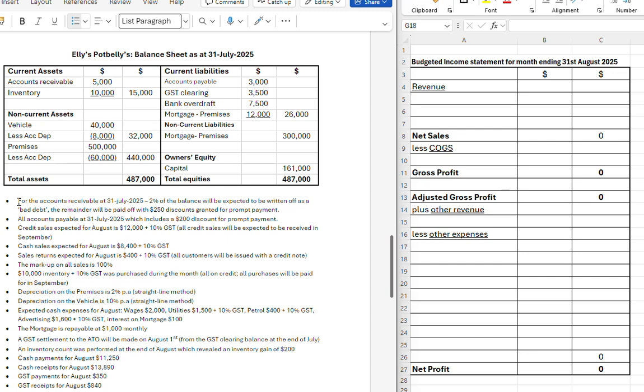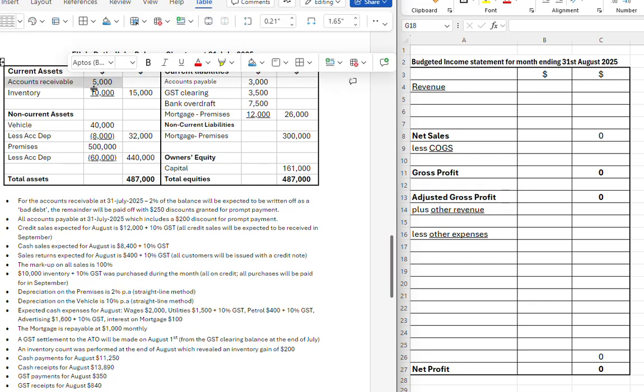Okay, so from the top, we've got the first point: for the accounts receivable at the end of the previous period, 2% will be written off as a bad debt. So we need to refer to our balance sheet, go to our current assets. We've got 5K in our accounts receivable and we need to work with this information. 2% of this will be written off as a bad debt. Just a bit of a caveat here, this would be treated a little bit differently when we get to Unit 3, 4 and we work with allowance for doubtful debts. So again, be mindful, this will be managed a little bit differently in the Unit 3, 4 course.